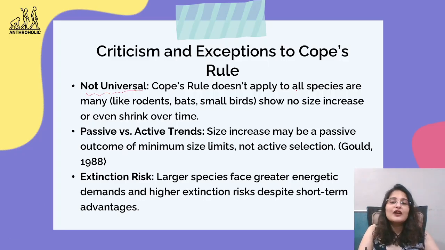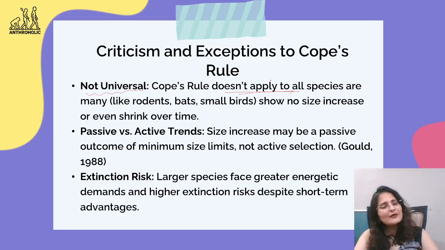Cope's rule will not apply to all species that are there. Many rodents, bats, small birds, they have not changed; they have neither shrunk nor grown, like the sparrows or bats. Whatever bats you see right now, whatever birds you see, there are many birds which have not had any size change.